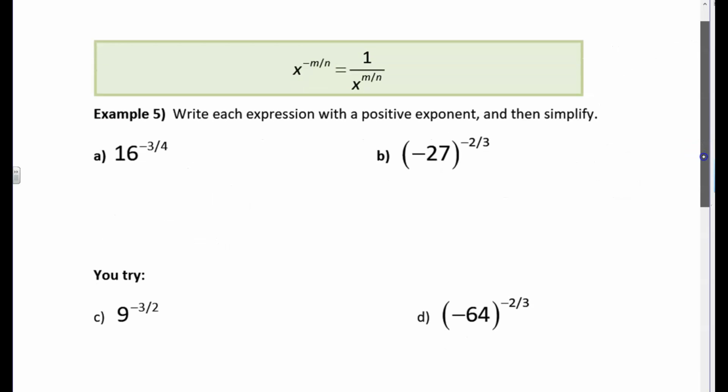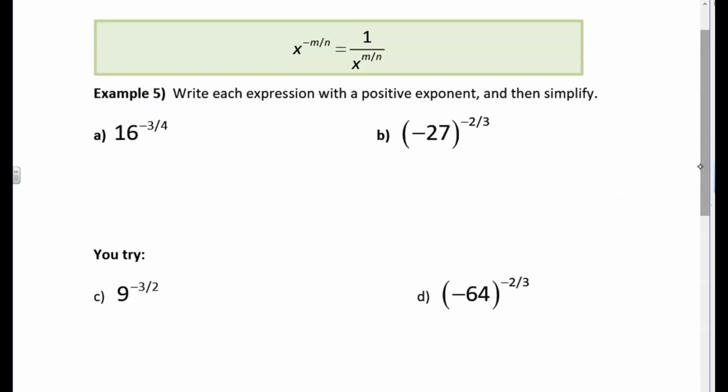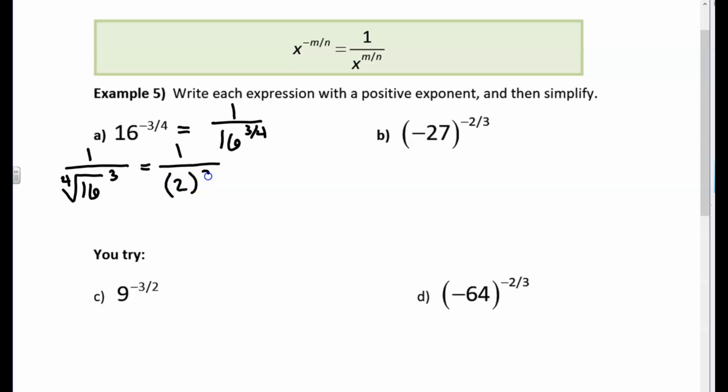All right, now don't forget about your negative exponent rule. If I have a negative, we always flip it, and when we flip it, we flip the whole thing, including the fractional exponent. So 16 to the negative 3/4, I'm always going to flip first. So this becomes 1 over 16 to the 3/4. Then I'm going to rewrite that as a radical. So it's 1 over the 4th root of 16 cubed, or 1 over, the 4th root of 16 is 2, still cubing it, or 1 over 8.